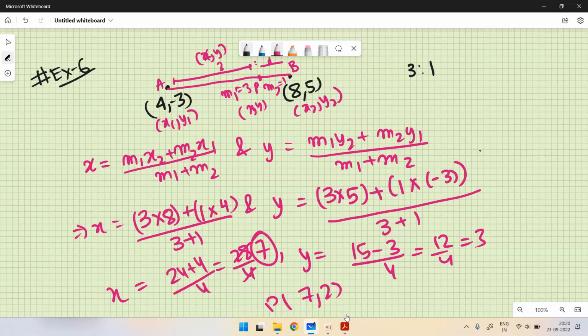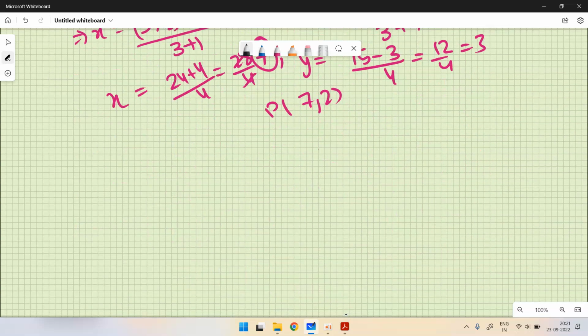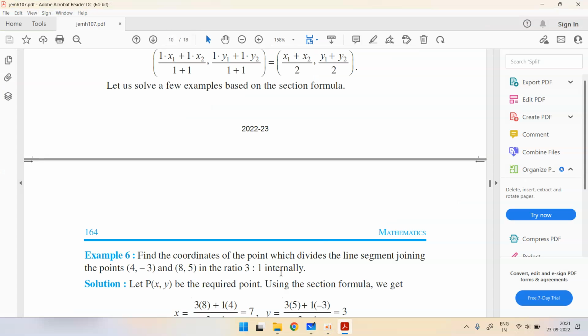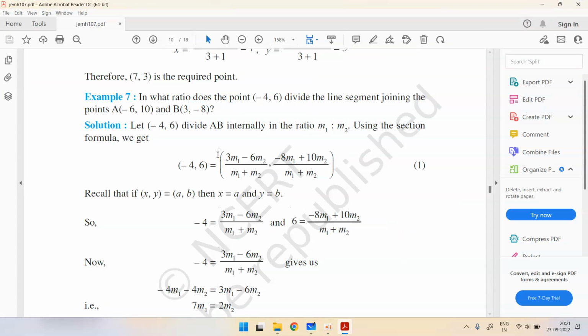Now next example, example 7. The required point for example 6 is (7, 3). Example 7 says: in what ratio does the point (-4, 6) divide the line segment joining (-6, 10) and (3, -8)?